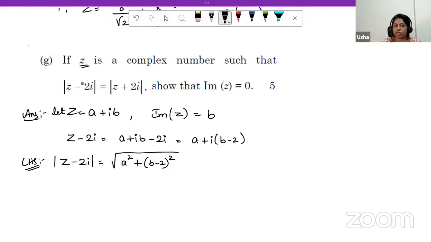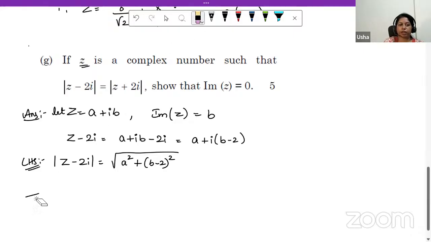Now they have given that this LHS is equal to RHS. So I'm writing Z minus 2i. Z is A plus iB minus 2i. Wherever i is there, that is the imaginary part. So I have taken i common. I've got B minus 2. This is the imaginary part, and this is the real part. I'm finding the modulus of Z minus 2i, which is the square of the real part plus the square of the imaginary part, and whole root. This is LHS. Now, what is RHS?